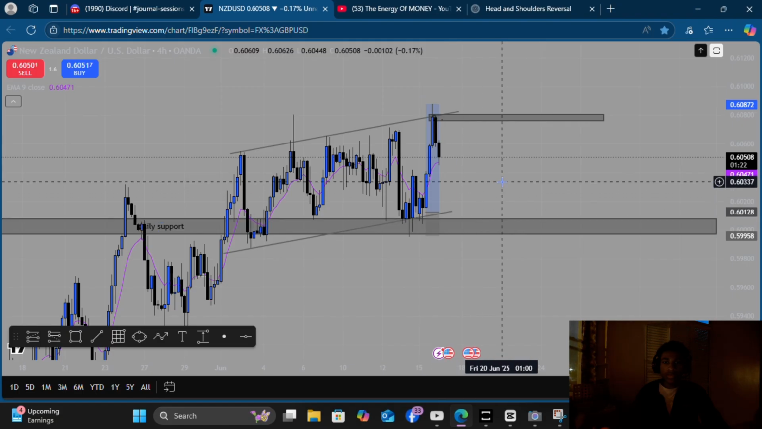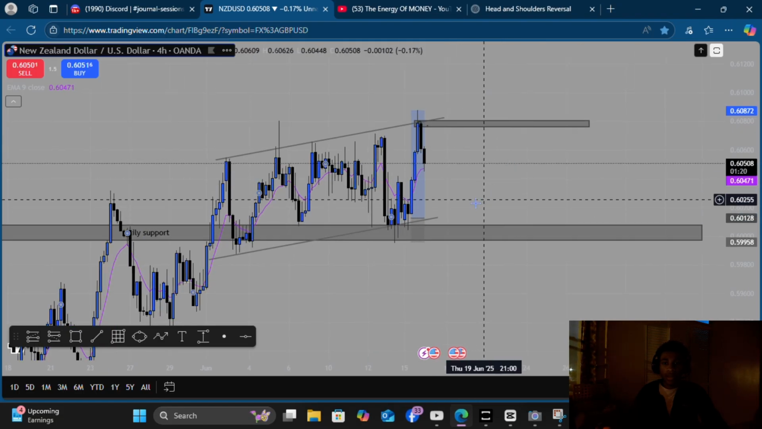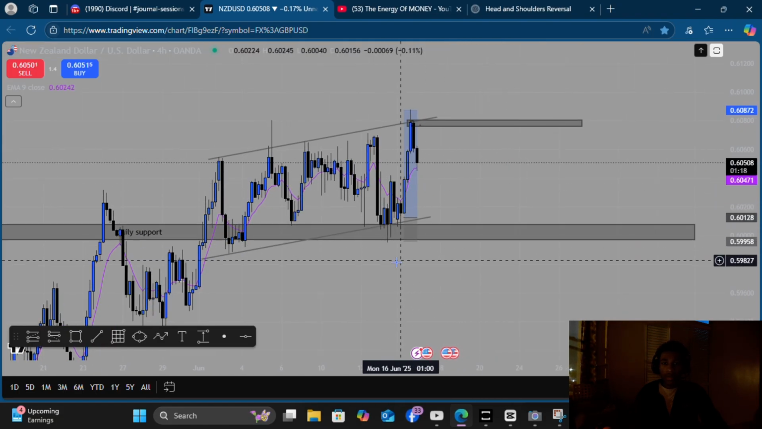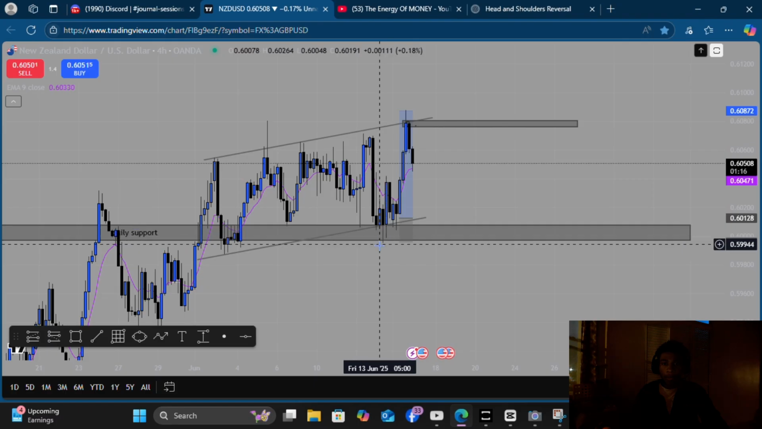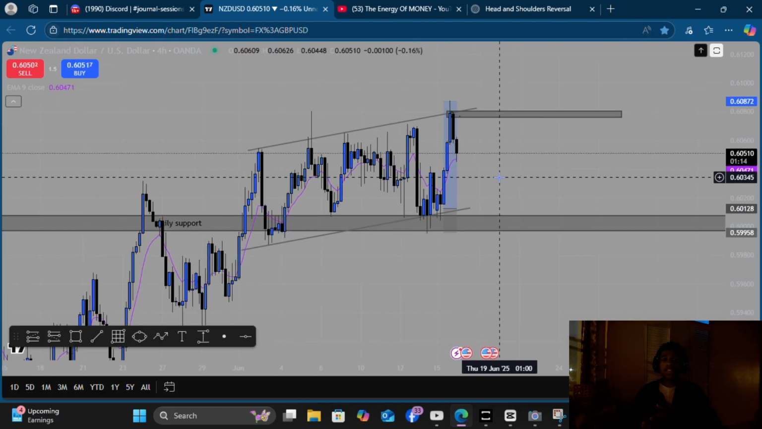So I always wait for that correction to be over with, and I see that liquidity is grabbed from this level right here. What that lets me know is that I look at the market from a buyer's perspective and a seller's perspective. From this, I can really see that there are a lot of confluences for a buy position. So I'm not looking to take any sells.